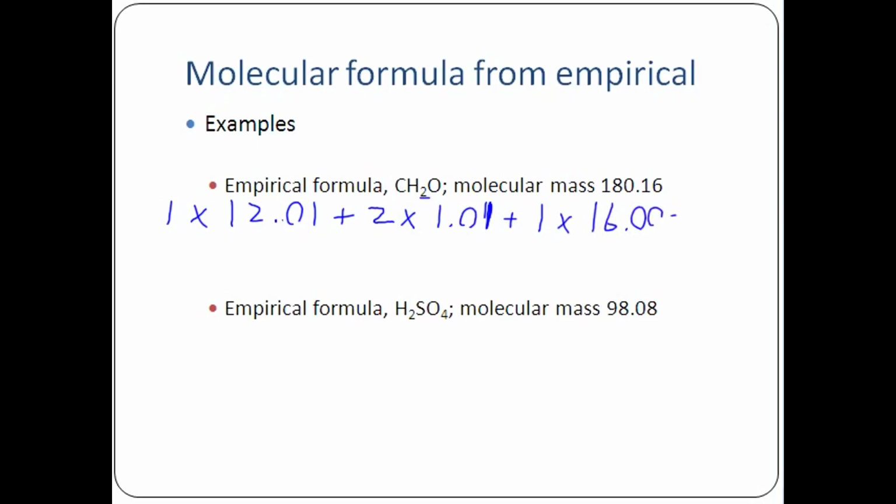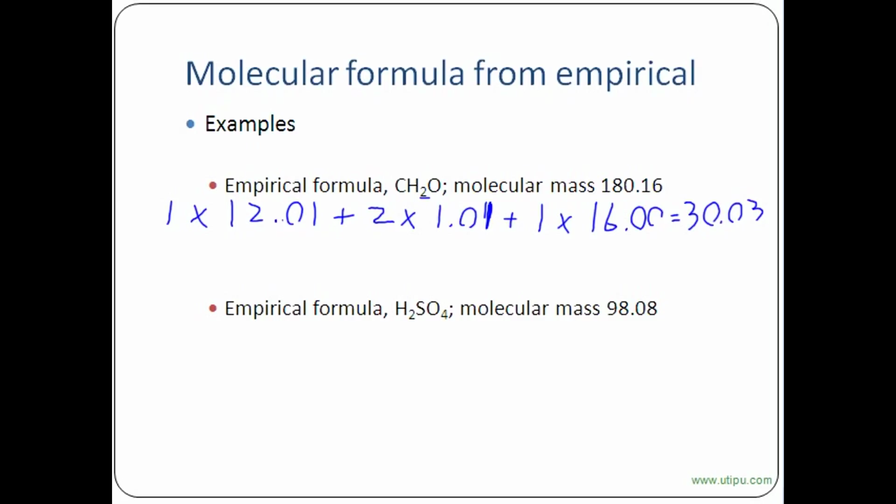which is 16.00. If we get our calculators out, we say 1 times 12.01 plus 2 times 1.01 plus 1 times 16. We do that, we get 30.03. And so 30.03 is our empirical mass.